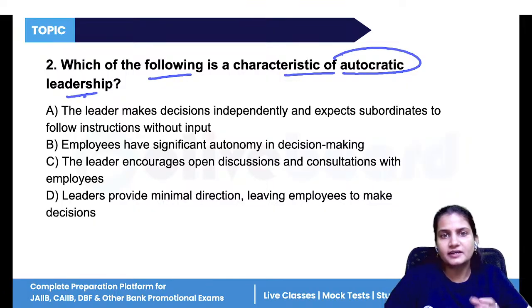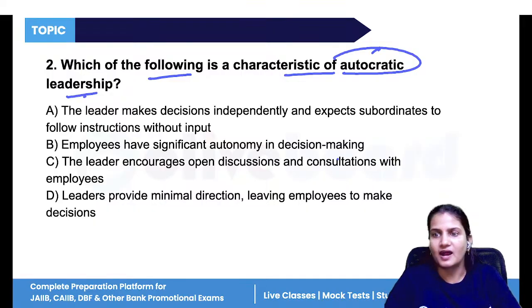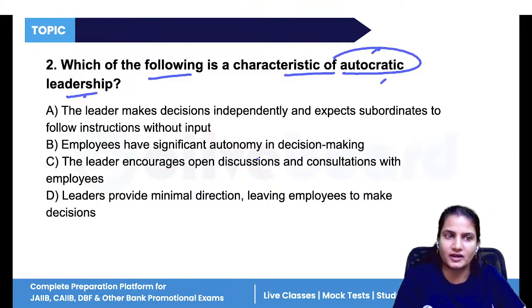So, in an autocratic type of leadership, what does the leader do? The leader keeps the authority to themselves. Subordinates are not allowed to participate in the matters of the company. They are not allowed to speak in front of their managers. The manager will give the orders, and the rest of the people have to follow that order. That comes under autocratic leadership.